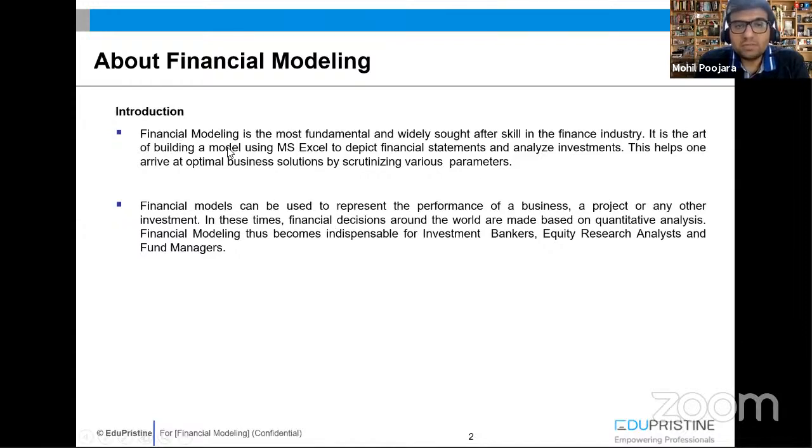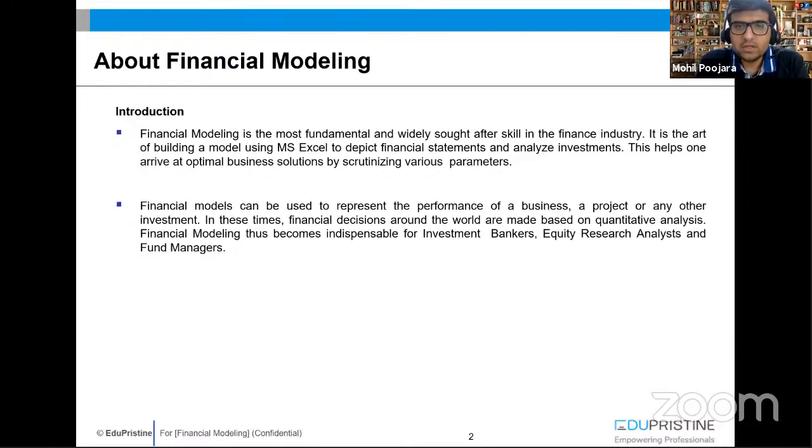So it's building a model in MS Excel to depict financial statements and analyze investments. It helps one to arrive at optimal business solutions by scrutinizing various parameters. Now, optimal business solution is the key word here. It frees up time to spend more time on decision making and making the optimal decisions, rather than you having to redo calculations over and over again. We'll talk about this, and I have a couple of good examples to show you what I mean.